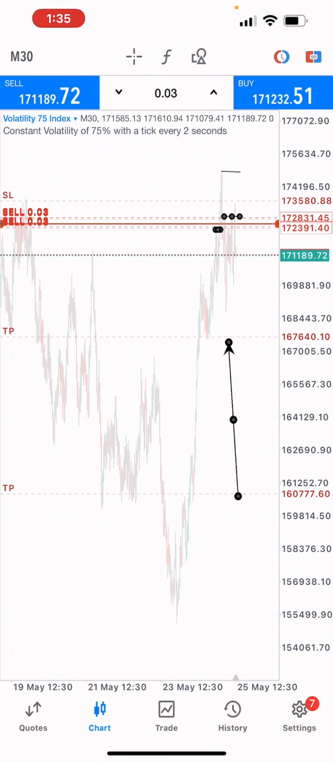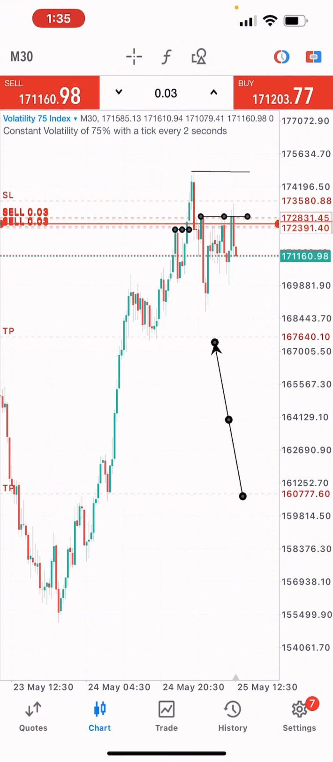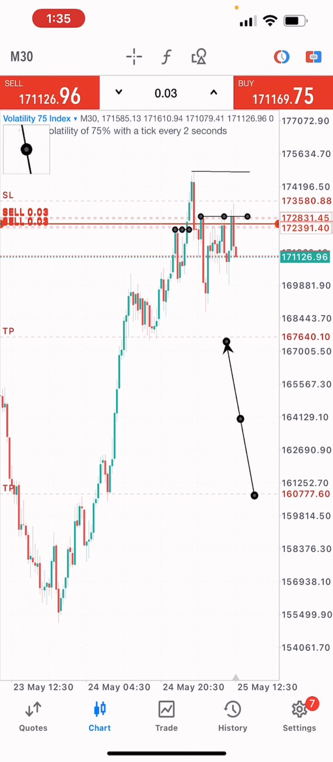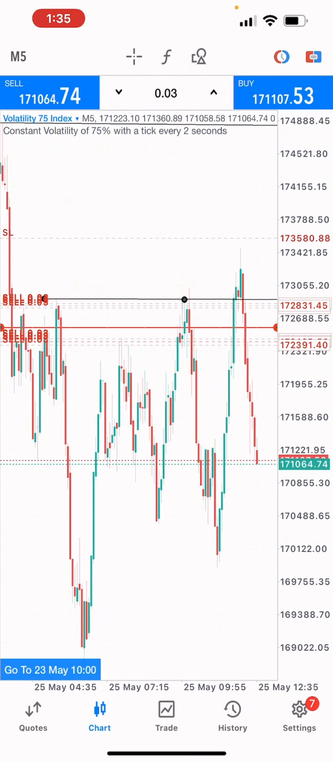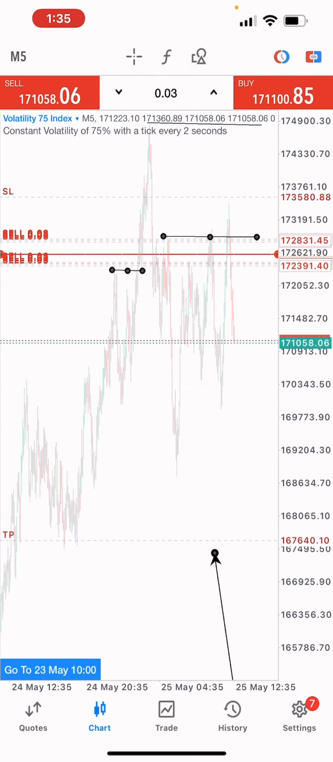This strategy is what is actually working for this VIX market now. If you're trading price action, you're actually doomed for failure. If you're trading break and retest, all those things, you're doomed for failure. I shared this with my VIP.